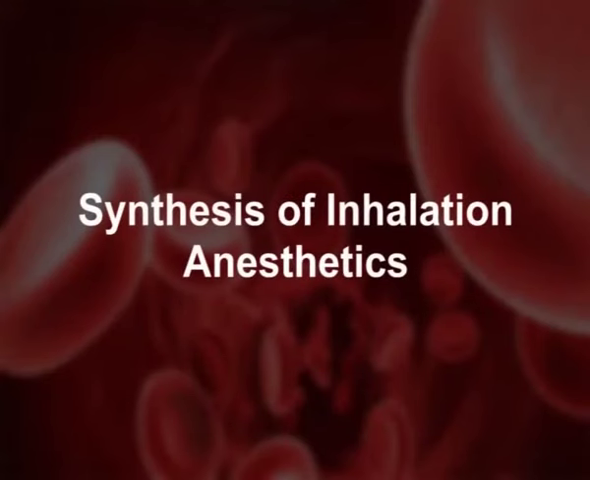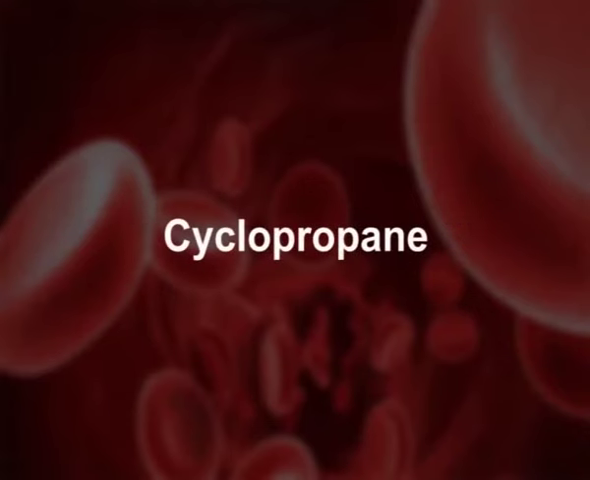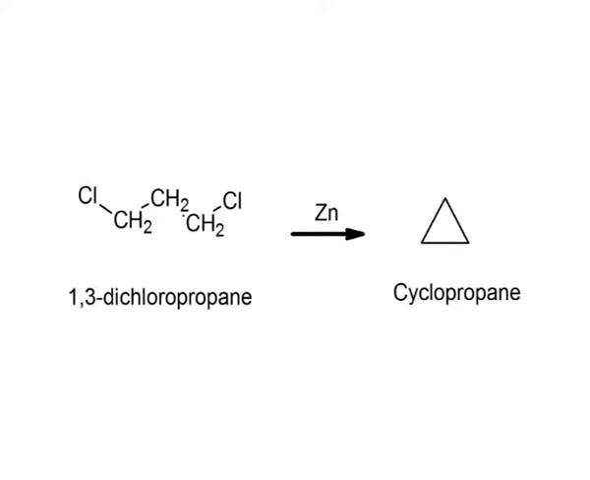Next, we will discuss the synthesis of various inhalation anesthetic agents. First, we will start with cyclopropane. Cyclopropane may be prepared by the action of zinc metal or sodium metal or magnesium metal on 1,3-dichloropropane. Cyclopropane is one of the most potent general anesthetic agents.